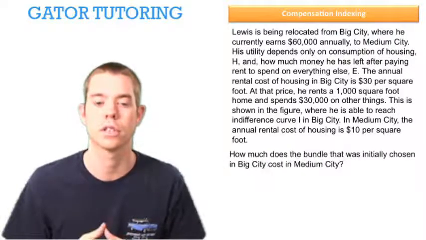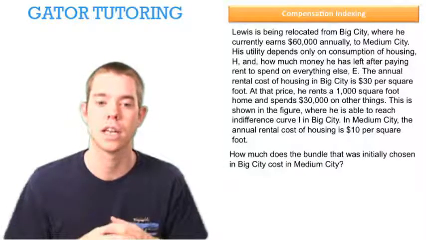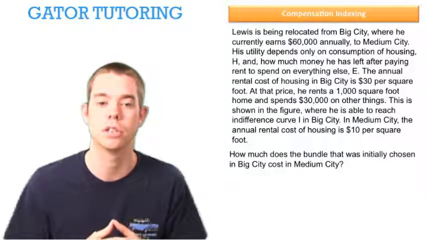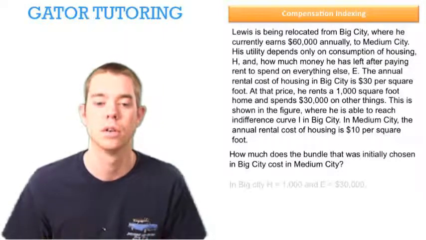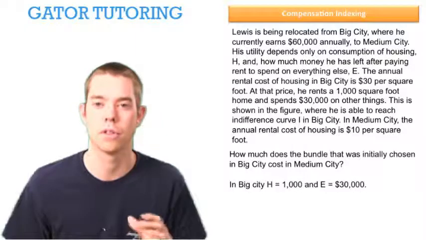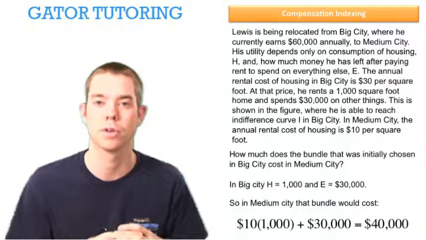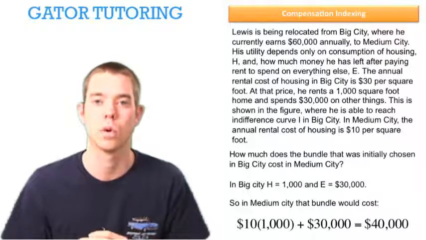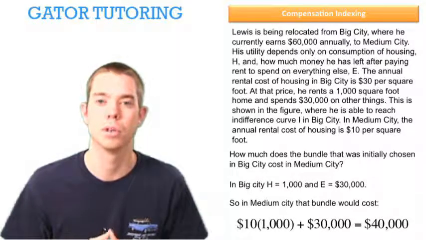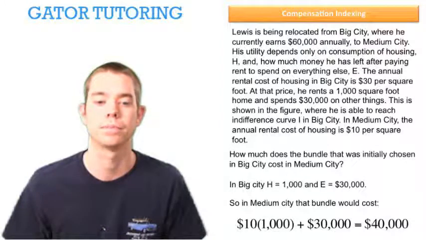So the first question is asking, how much does the same bundle that was initially chosen in big city cost in medium city? Well, in big city, we know that he bought 1,000 square feet, and he spent $30,000 on everything else. So in medium city, that same bundle would cost, well, now it's $10 per square foot, so 10 times 1,000 plus the 30,000, and we see in medium city that bundle would cost $40,000.